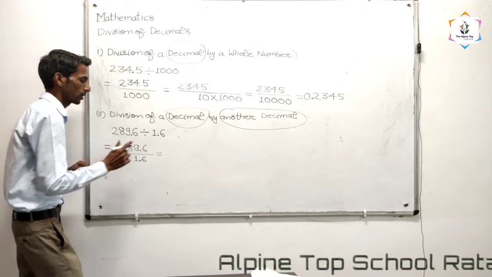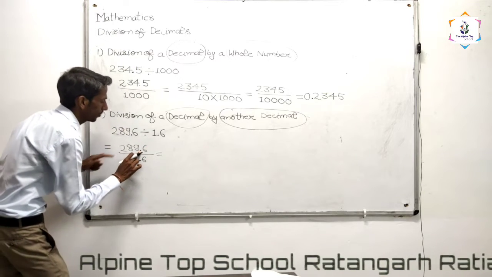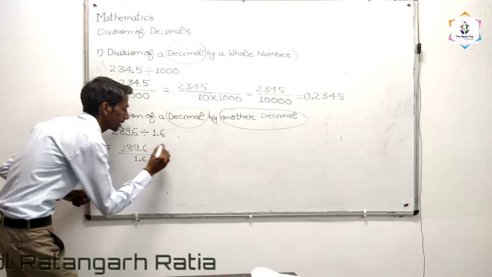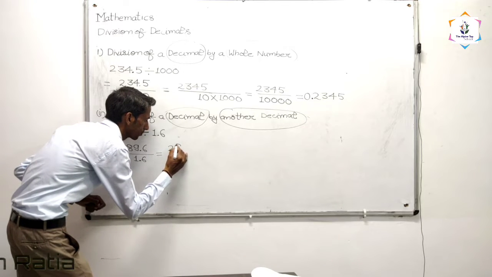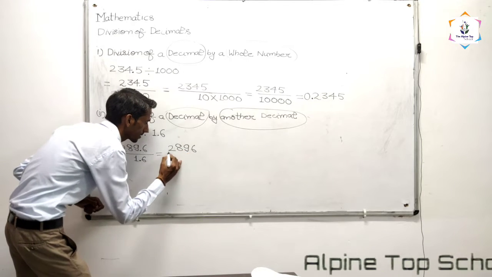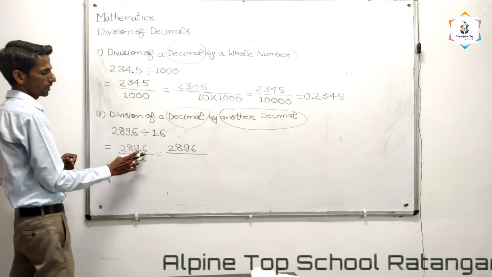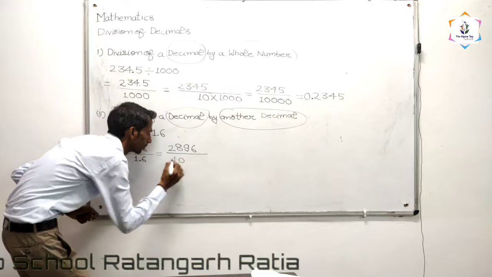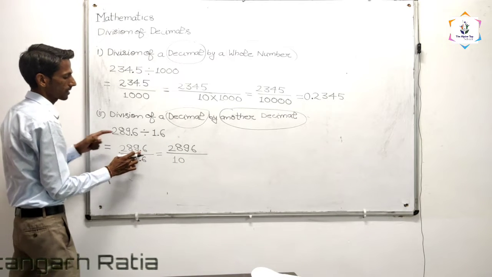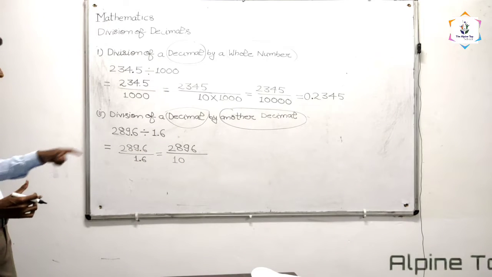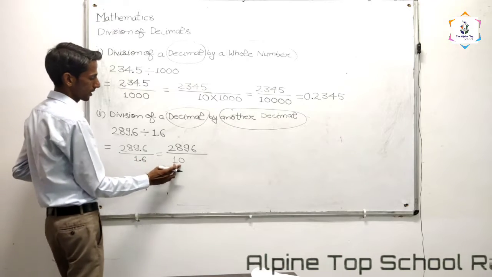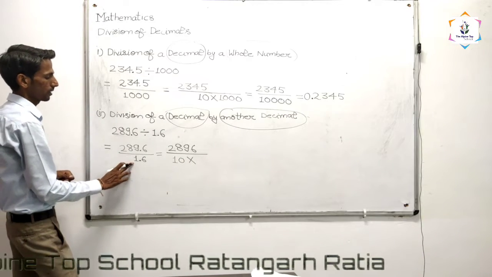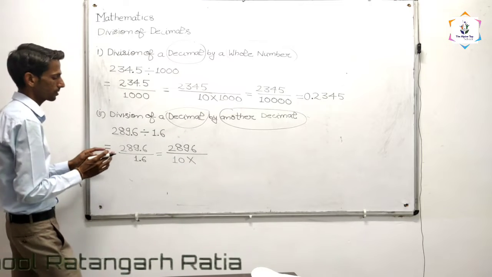Firstly, the upper number, write the upper number without the decimal point. It means 2896. You know, whenever you remove the decimal point of it, what do we have to write downward of this number? 10, because the decimal point is located at the second place, that's why we have to place 10 downward. Now dear students, its denominator is 1.6. It means 1.6 is that number.